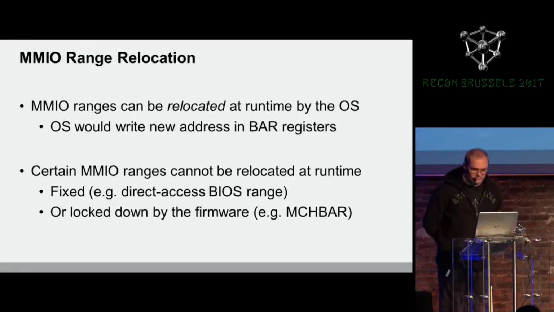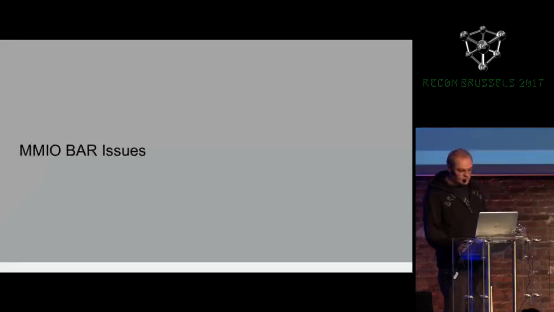One of the important aspects of the MMIO range registers, MMIO BARs, is that they can be relocatable. At runtime, the OS can relocate them to any other location. Some of the MMIO BARs are not relocatable. They are fixed or locked by the firmware, but some of them are relocated. And now Yuri will explain why it is an issue.